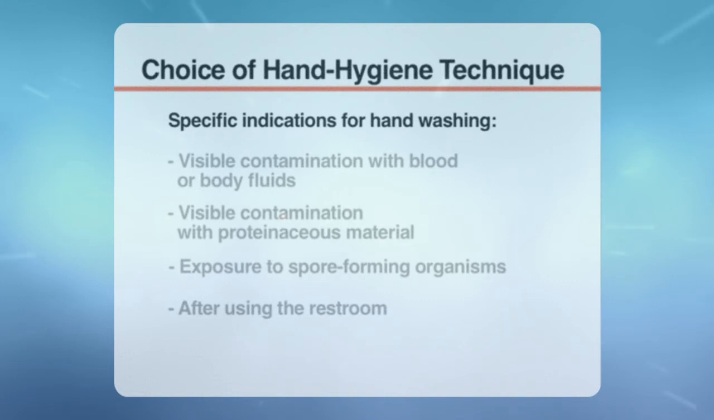Hand washing must be conducted when the hands are visibly contaminated with blood or body fluids, and when the hands are visibly contaminated with proteinaceous material. Hand washing must also be performed after exposure to spore-forming organisms, for example, after caring for patients with diarrhea associated with Clostridium difficile, or after exposure to Bacillus anthracis. Finally, hand washing should be performed after using the restroom.